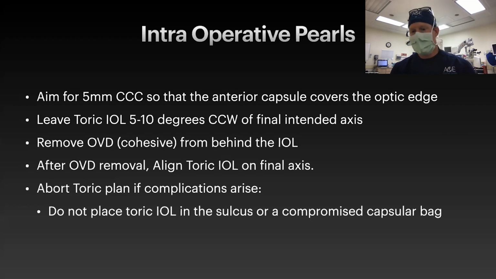And of course, you always want to keep in the forefront of your mind that you should abort a toric plan if complications arise. You never want to place a toric lens in the sulcus or in a compromised capsule. If that happens, do not put a toric lens in. Go to your plan B.